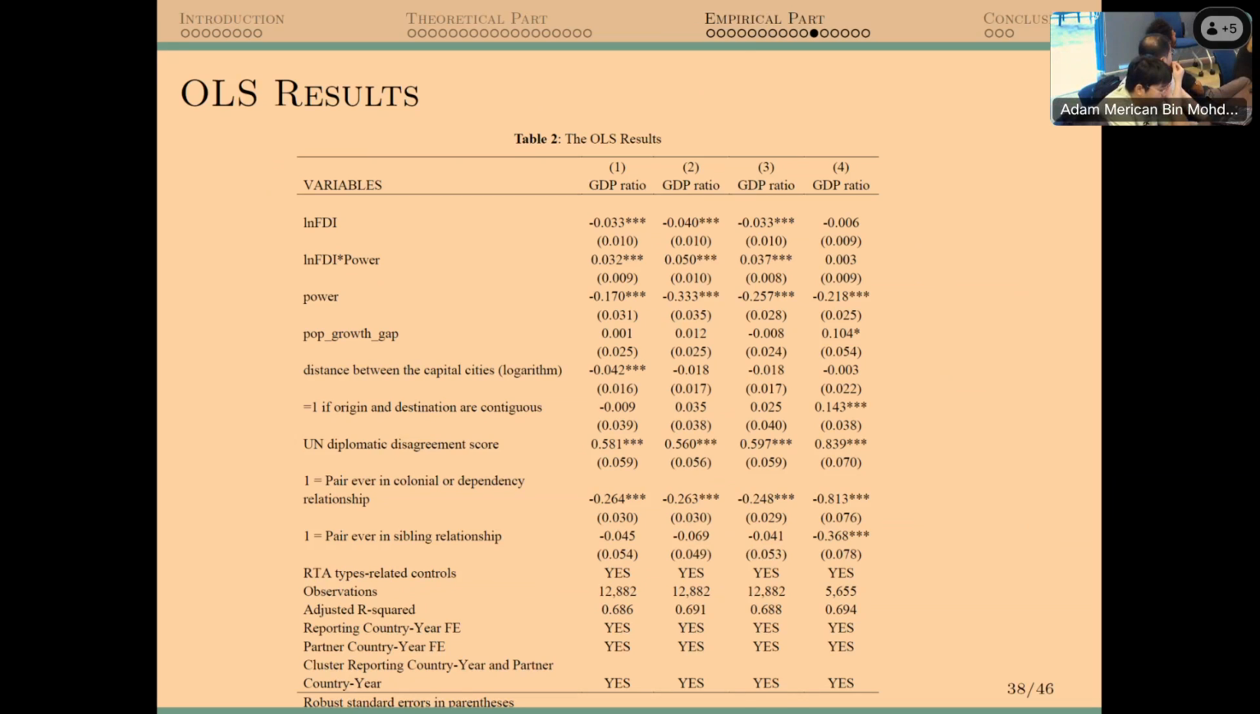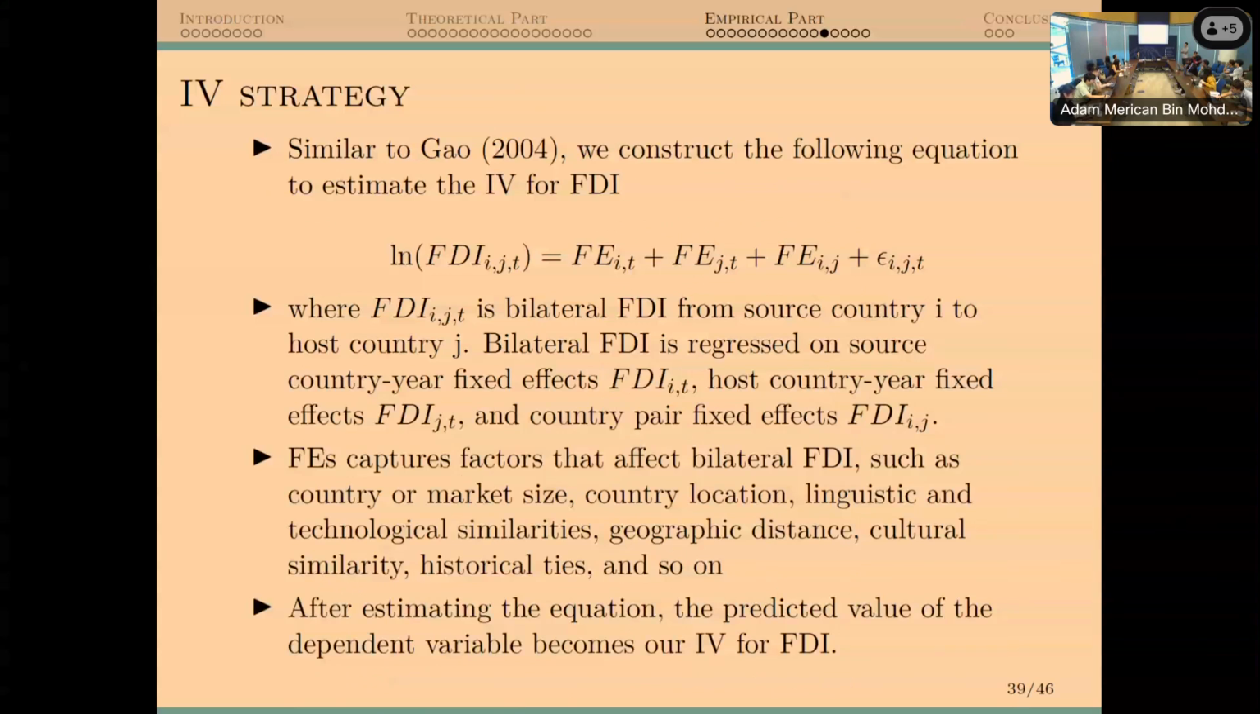the economic gap would become positive, which means economic divergence. And we also tried with the IV, but it's pretty hard, as we may know, to find a good instrument for it.